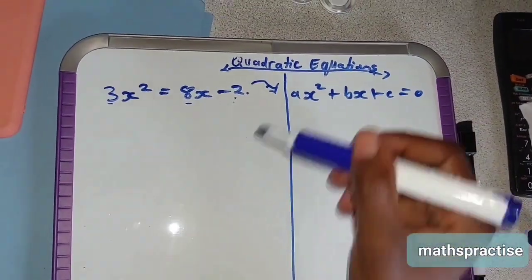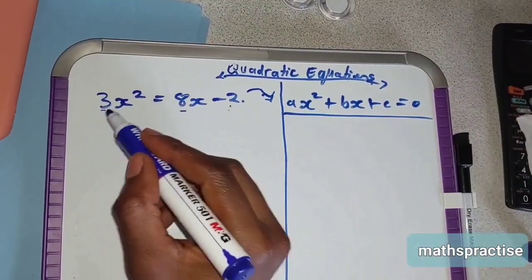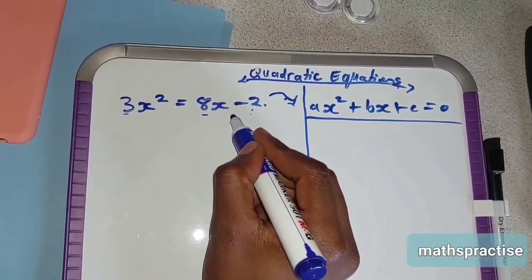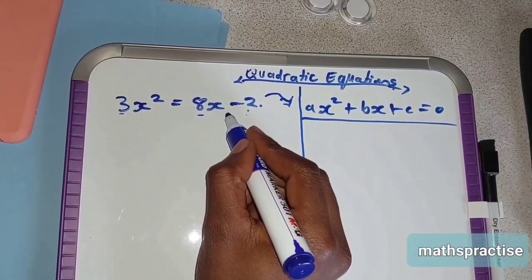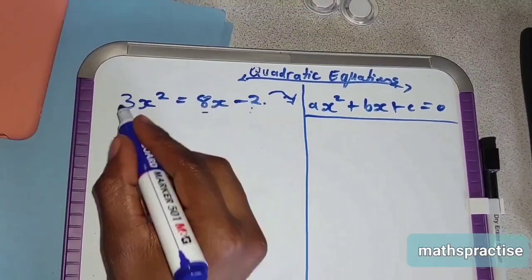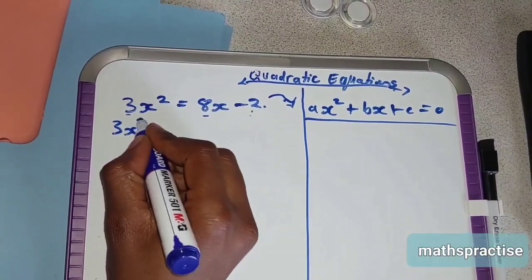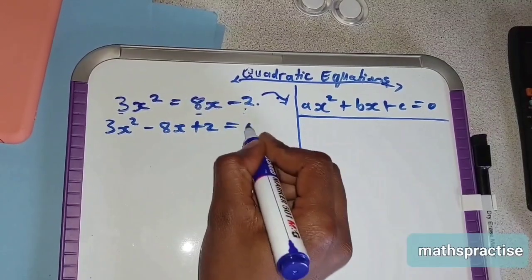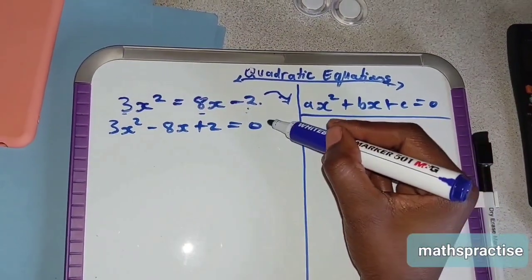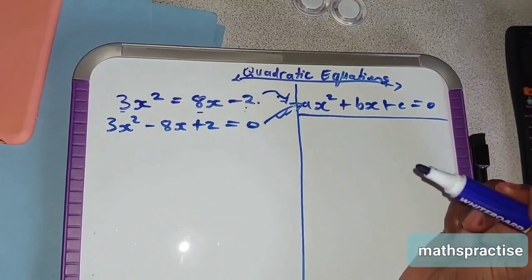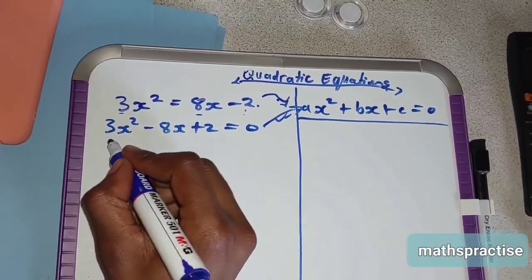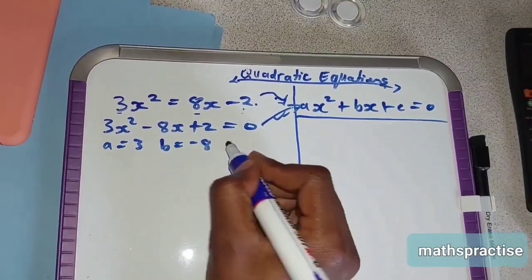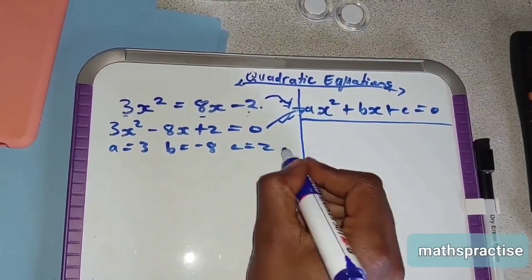Okay, so if you rearrange it, you move the numbers on the right hand side to the left hand side, and you end up having 3x squared minus 8x plus 2 is equal to 0. Now it is in the correct format of a quadratic equation. So your a now becomes 3, your b now becomes minus 8, and your c now becomes 2.